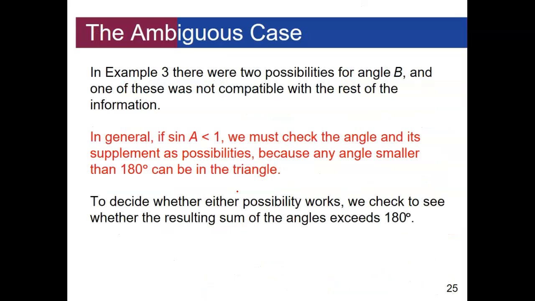Okay, so the rule that we see here is that if the sine of A is less than 1, then we're going to have to check that angle and its supplement as possibilities, because any angle smaller than 180 degrees can be in the triangle. So that's what we saw here: because the sine of A was less than 1, we needed to check and see if it was a one triangle situation or a two triangle situation.